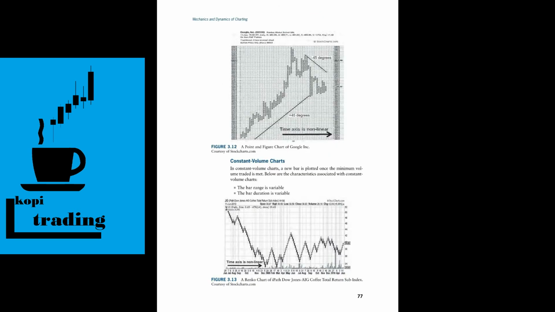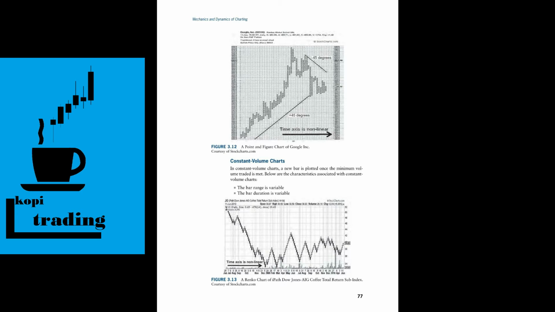Figure 3.12. A point and figure chart of Google Inc. Courtesy of stockcharts.com. Constant volume charts. In constant volume charts, a new bar is plotted once the minimum volume traded is met. Below are the characteristics associated with constant volume charts. The bar range is variable. The bar duration is variable.